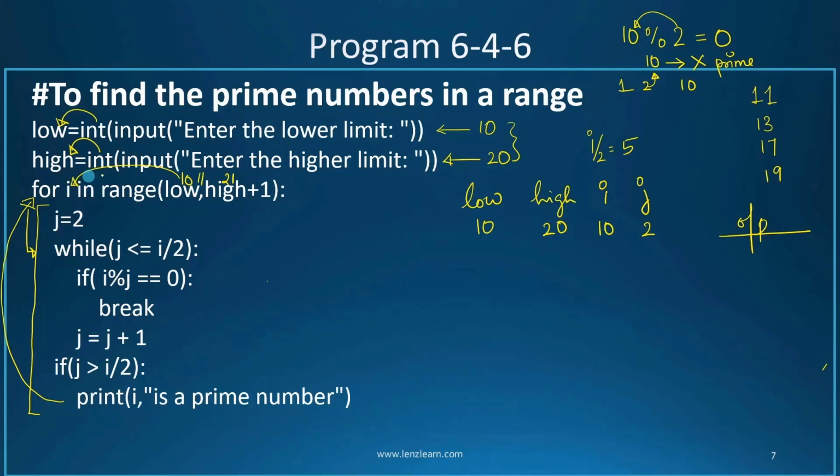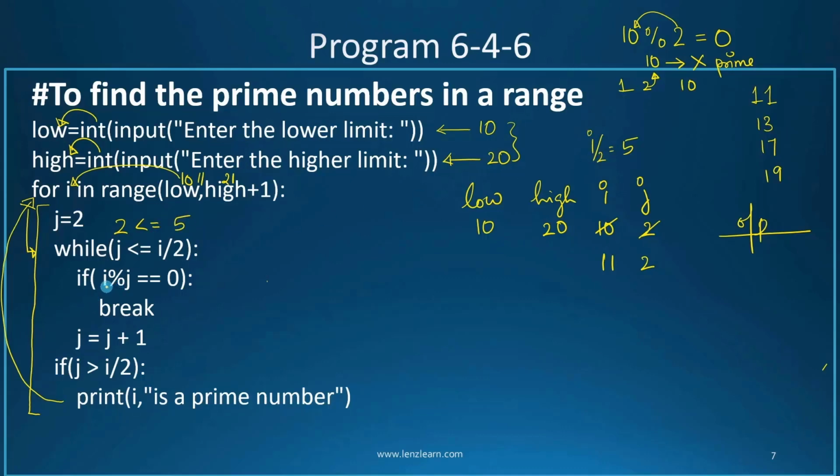So 11 will be loaded into i. Now the value of j will again be made equal to 2. Now I will check whether 2 is less than or equal to i by 2, that is 11 by 2, so again the value is 5.